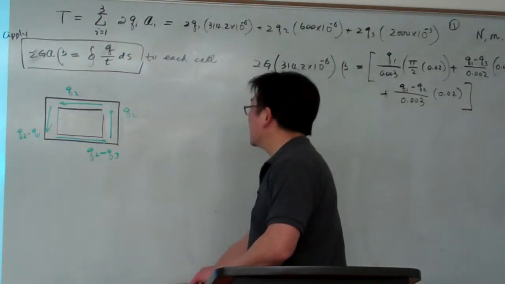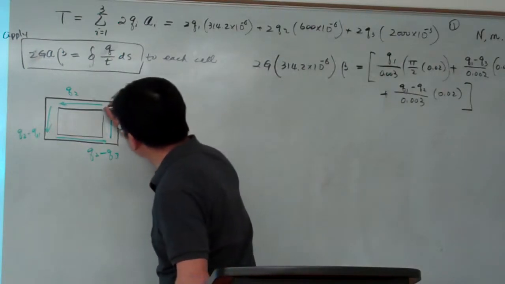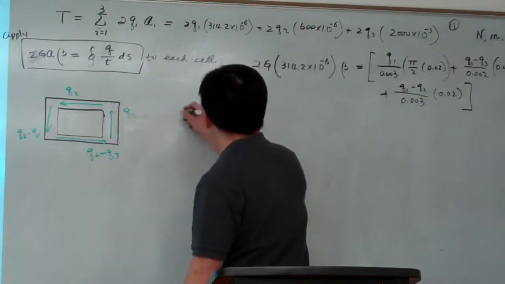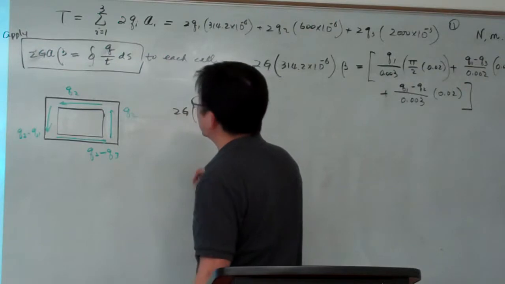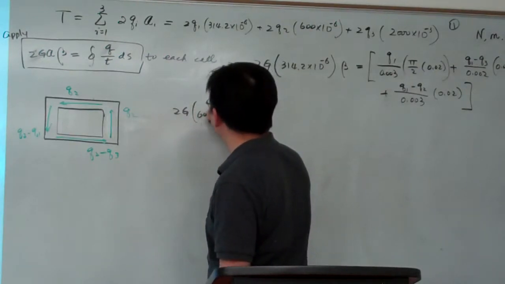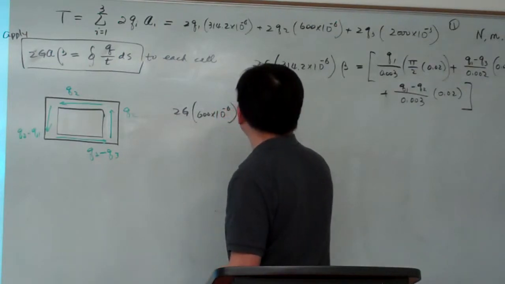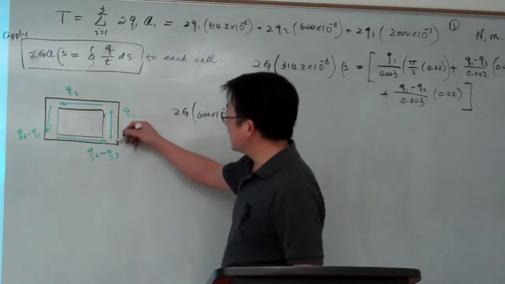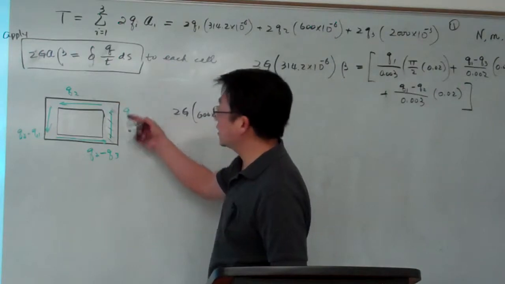And then here, we can try to directly write down the equation. So 2G times AQ, AQ is 600 times 10 to the minus 6 times beta. So we start from this segment and go counterclockwise.